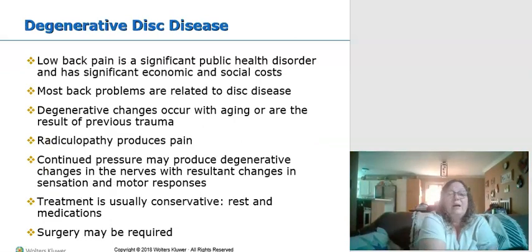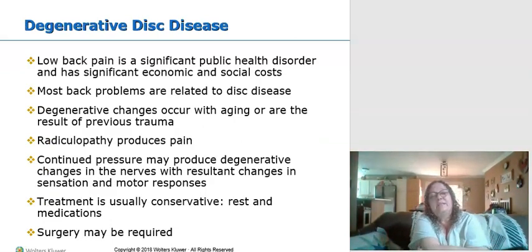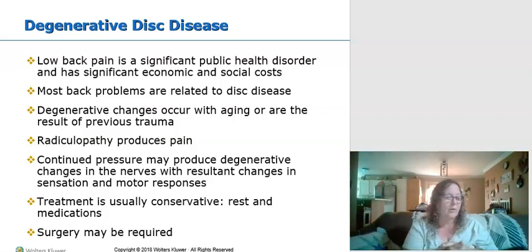All right, so just a few odds and ends here. We'll talk a little bit about degenerative disc disease. Low back pain is a significant public health disorder and has significant economic and social costs. There's a lot of missed worker productivity, a lot of missed social activity due to low back pain. Most back problems are related to disc disease. Degenerative changes occur with age or are the result of previous trauma.